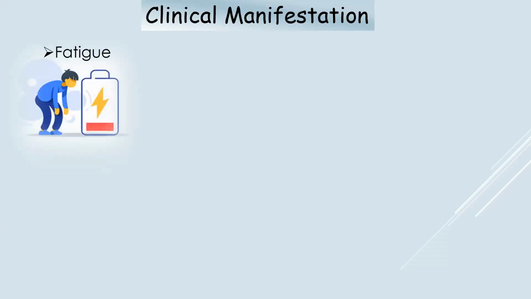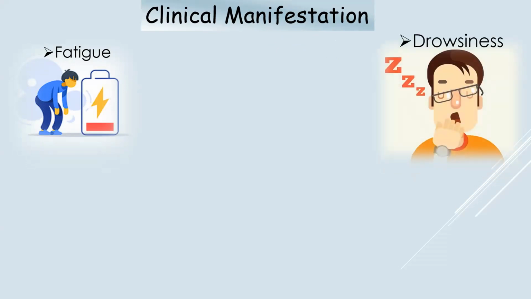Next, we have the clinical manifestations, or signs and symptoms. Number 1, we have fatigue. Fatigue is a feeling of tiredness with low energy and a strong desire to sleep that interferes with normal daily activities. Next, we have drowsiness. It is the excess feeling of sleepiness which may include alcohol or drug use, medication side effects, and some medical conditions affecting the brain and the body.